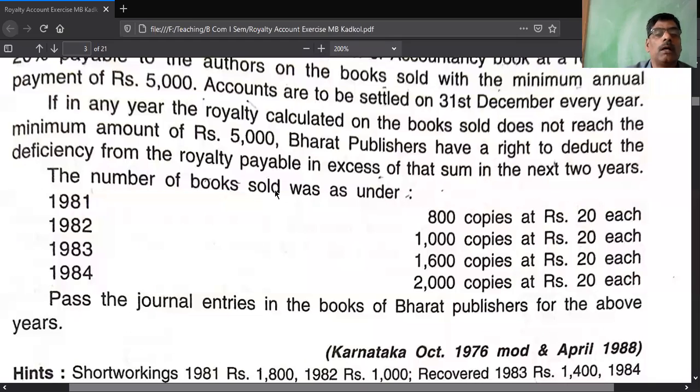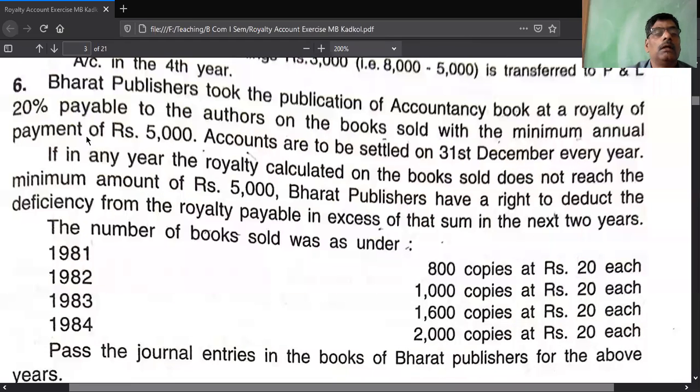20 rupees is the selling price. Then rate is 20%. 20% on selling price. Selling price of the book is 20 rupees. Okay. 20% on 20 is rupees 4. Royalty is rupees 4 per book.